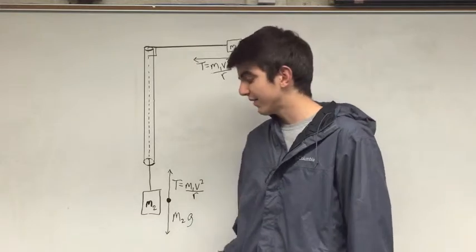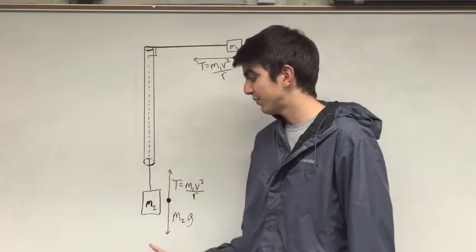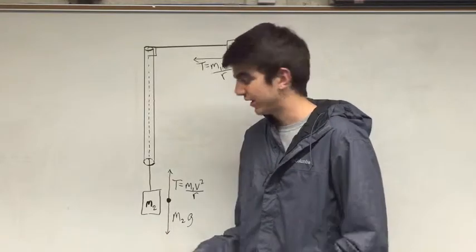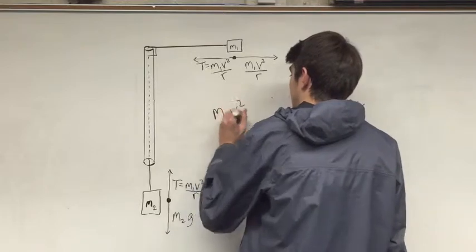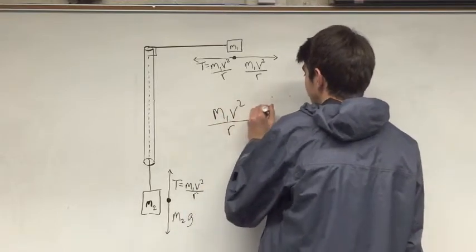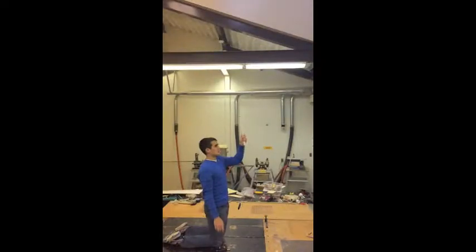Now we know the force of gravity down on M2 is equal to M2g. So for the net force on M2 to be 0 and for M2 to remain stationary, we know that M1 v squared over R must be equal to M2g. But now let's see what happens when we actually test it.